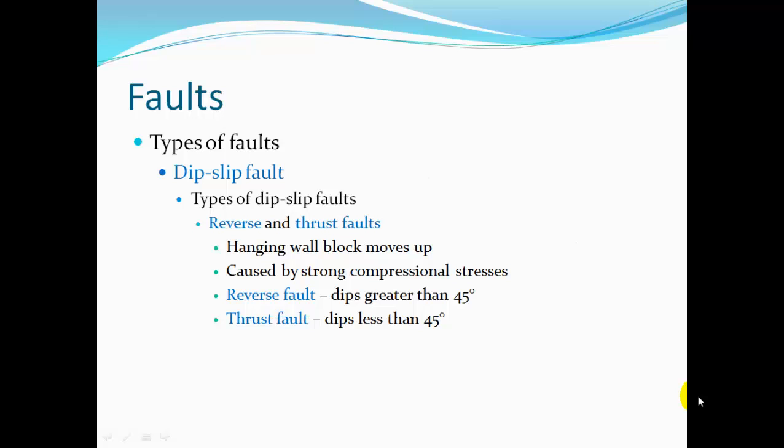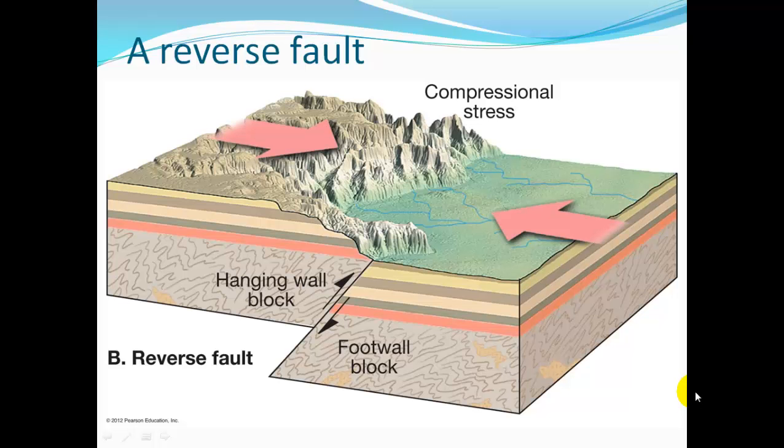There are also reverse and thrust faults. The hanging wall block moves upwards. This is caused by strong compressional forces, so the forces are pushing inwards instead of pulling outwards. In a reverse fault, the dip is greater than 45 degrees, but it's a thrust fault when the dip is less than 45 degrees. So here we have compressional forces pushing the blocks together. The hanging wall rises upwards. Since this angle is more than 45 degrees, it's a reverse fault.